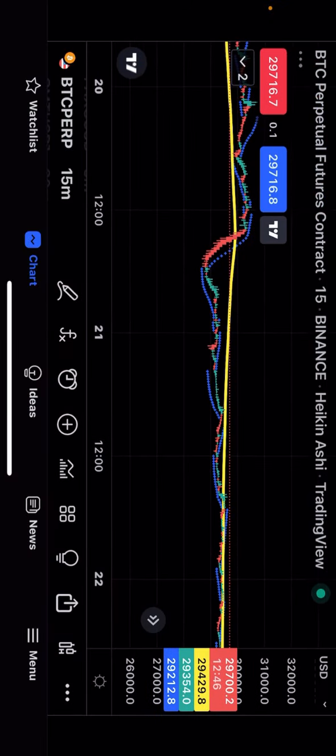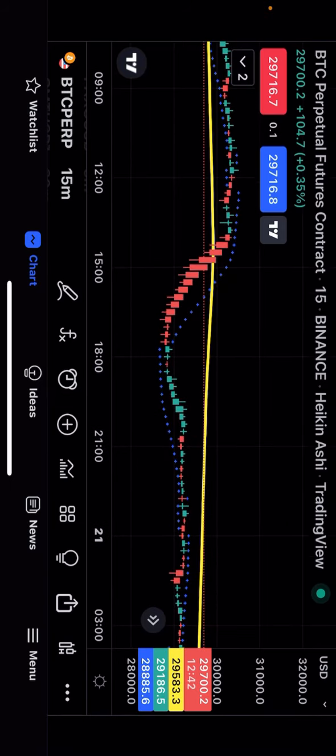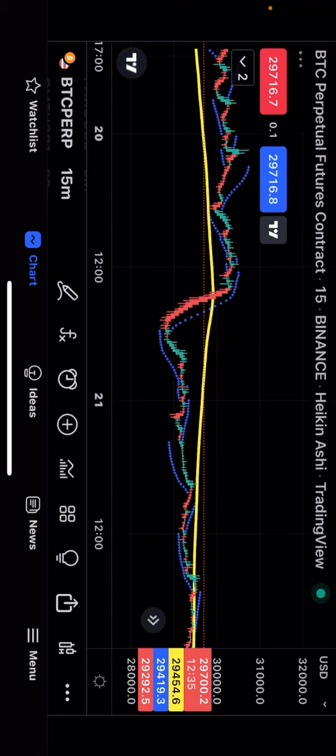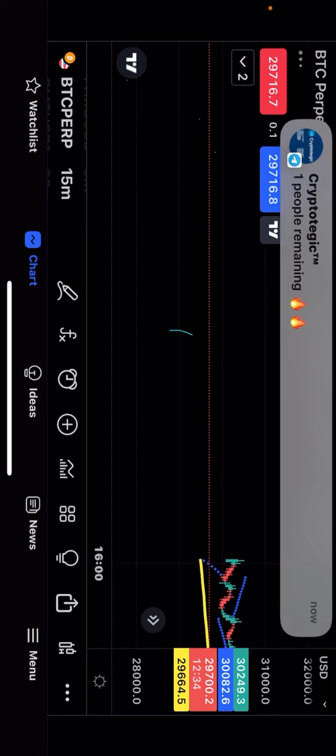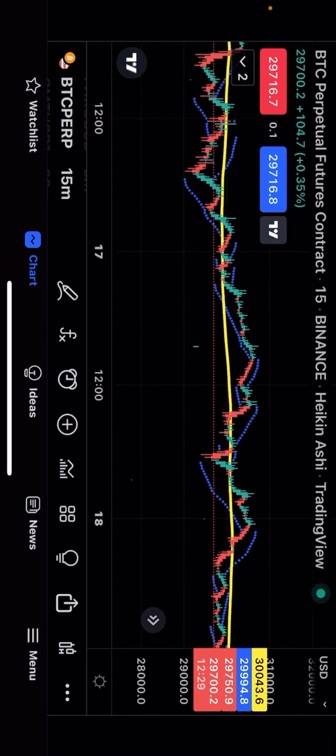See, this has given you 3 wickless candlesticks. See, now your parabolic SAR says okay, you enter, but this market is ranging, so ignore that. I'm just giving an example in a very, very stupid market. I call it a very stupid market.